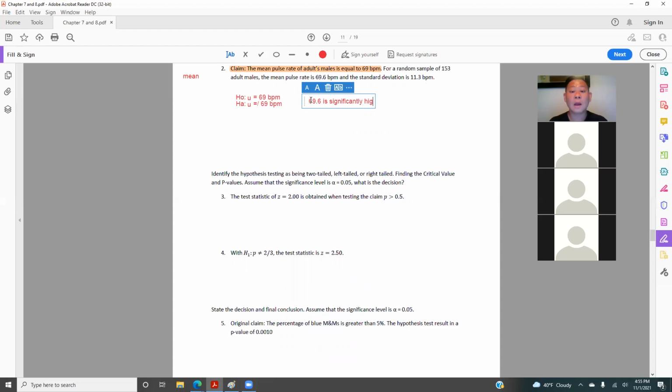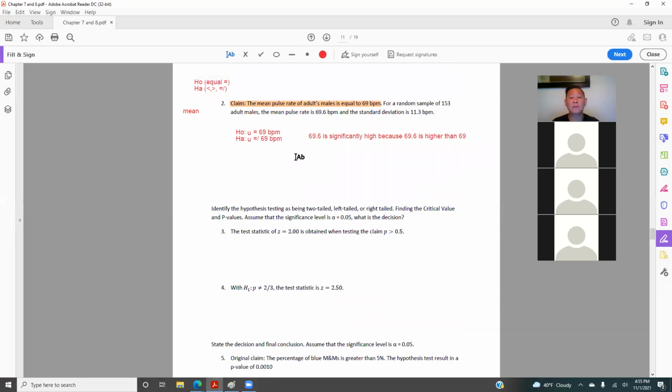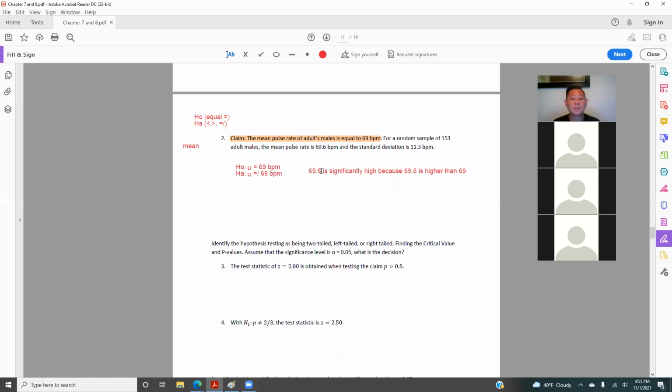Significantly high, because it is greater, right? 69.6 is higher than 69. This is the first thing they ask you: is it significantly high or low or no significance? Since this is higher than 69, it is significantly high. Then we ask, is 69.6 equal to 69?